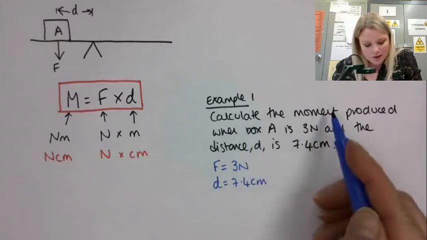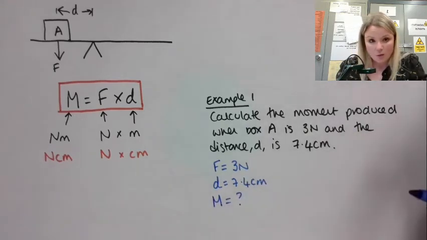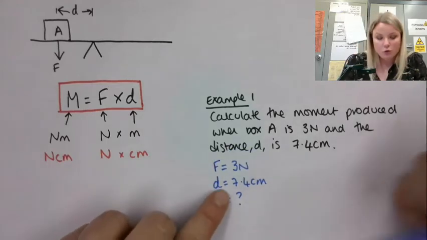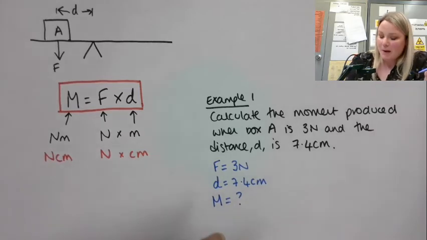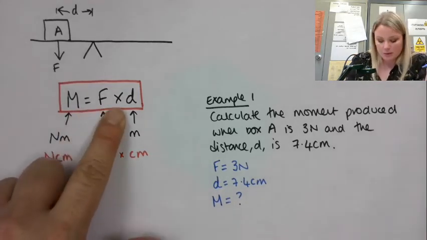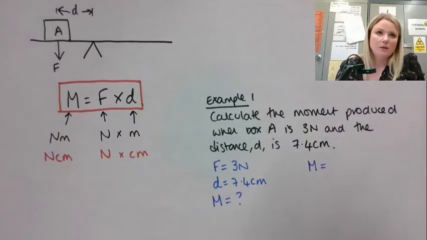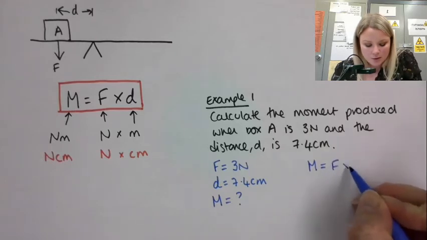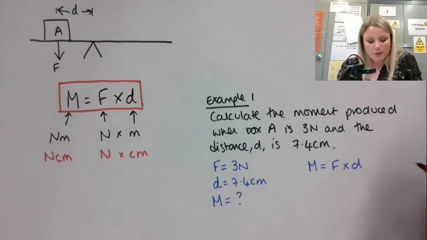And the question's asking us to calculate the moment, so I would write m equals question mark. Okay, and hopefully you can see that by listing these all together, that will trigger alarm bells in your head to hopefully remember the equation moment equals force multiplied by distance. Now, the way I'm setting my working out here is how we always set out our working out. So moment equals force multiplied by distance. Write the equation every single time. There will be 1 mark for writing that.